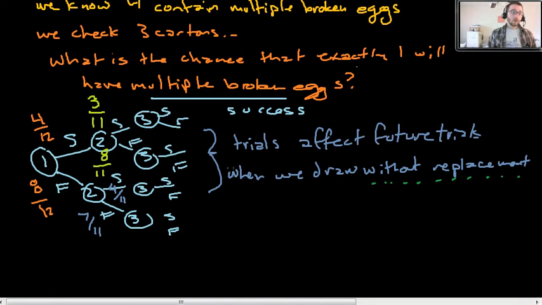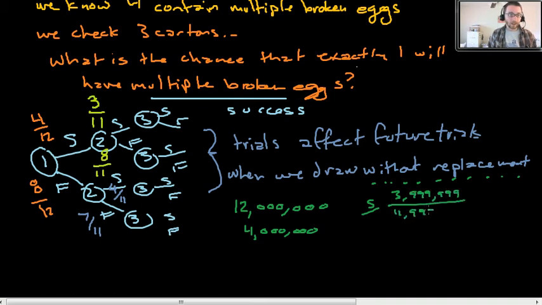So, what's wrong? Well, let's imagine that instead of having 12 cartons of eggs, we have 12 million cartons of eggs, and 4 million of them contain multiple breaks. Well, now, if we find a success, the first one, then that leads to new probabilities of 3,999,999 divided by 11,999,999, which is not appreciably different from 1/3, right? Failure now would still be 8 million out of 11,999,999.